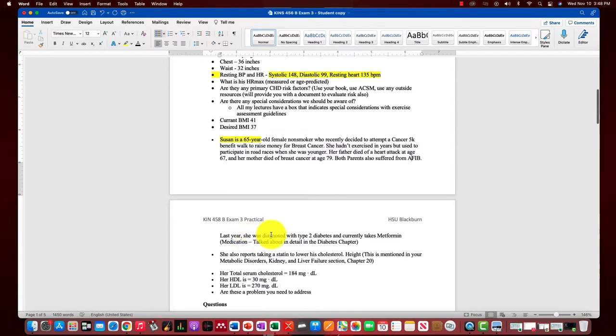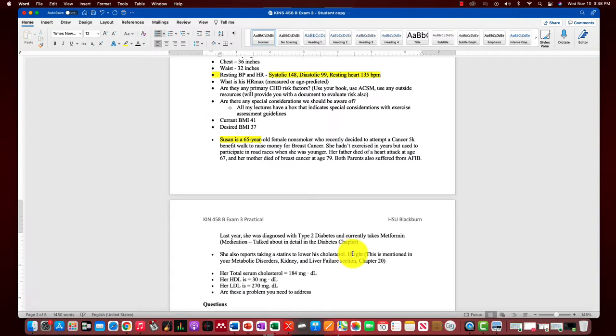Last year, she was diagnosed with type 2 diabetes, and currently takes metformin. This is a medication talked about in detail in the diabetes chapter. Don't worry, I have some metformin stuff for you. She also reports taking statins to lower her cholesterol.